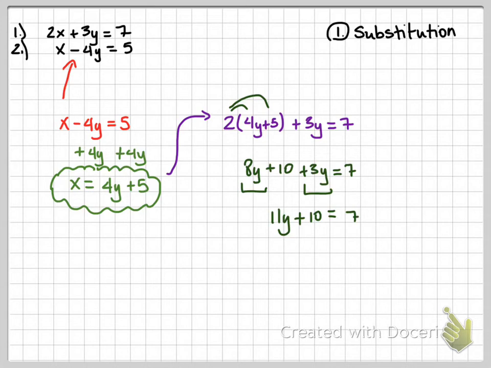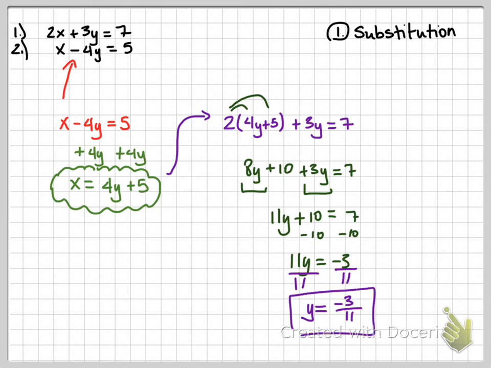Some of these you're going to get fractions, and that's totally okay. We're not doing a lot with our fractions, we're just going to have them. So we subtract our 10, and we get 11y equals negative 3, because 7 minus 10 is negative 3. Now we divide by 11, and y equals negative 3 over 11. So we've already solved for y, right? This is y equal to a number. Then we take this y and plug it back in, and we're going to solve.